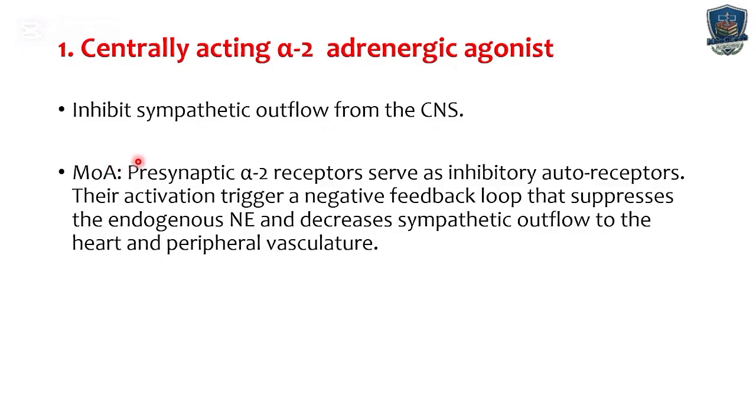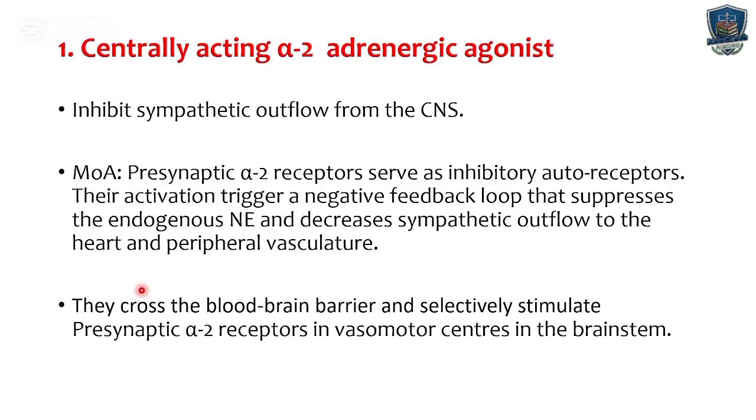So a brief explanation of the mechanism of action is that the presynaptic alpha 2 receptors serve as inhibitory autoreceptors. So their activation triggers a negative feedback loop that suppresses the endogenous norepinephrine and decreases sympathetic outflow to the heart and peripheral vasculature. So from this, what you have to understand is that the alpha 2 receptors, number 1, suppress the endogenous release of norepinephrine, and also decrease the sympathetic outflow. And by doing that, they will be decreasing the heart rate and decreasing the blood pressure.